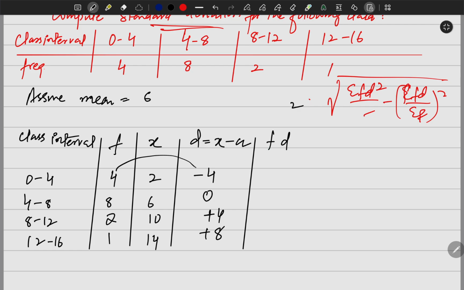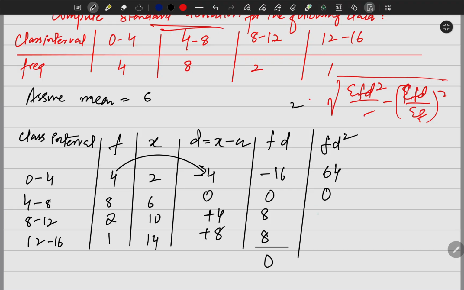And we need fd, isn't fd required? So frequency times the d, so it will be 4 4 are 16, this will be minus 16, it will be 0, this will be 8, and 2 4 are 8, and 8 1 are 8, and we need the sum of all these, so that is 0. Also we need the fd square, so we need the d square: 4 4 are 16, 16 times 2 is 32, and similarly 8 8 are 64, times 1 is 64. When you sum it, it will be 160.